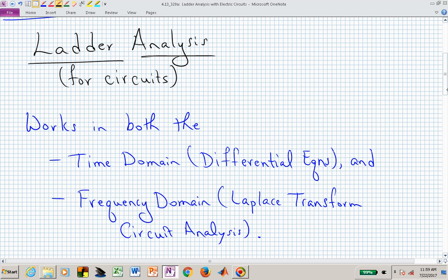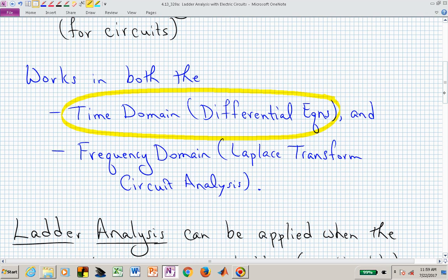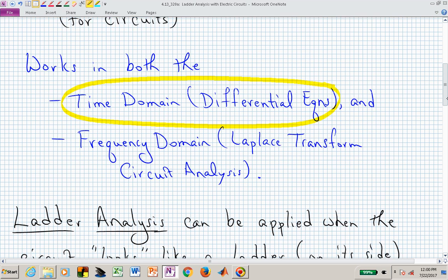Again, you can do it in the time domain, which is what we will do today. We will be working in the time domain with differential equations, but once we get further into the material, we could start with a circuit in an S-domain form, and we could apply this same technique or strategy in the frequency domain if we wanted to.